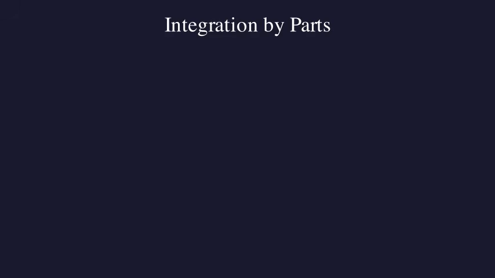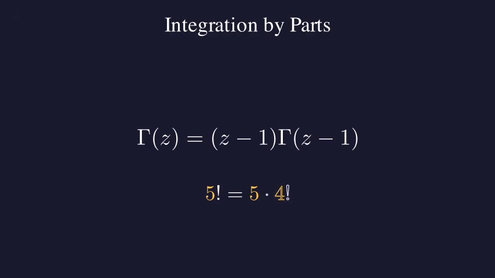When we evaluate the limits, the boundary terms vanish to 0. We are left with a recursive relationship where the value of the integral for z is equal to z minus 1 multiplied by the integral for z minus 1. This mirrors the fundamental property of factorials, where 5 factorial is 5 times 4 factorial.